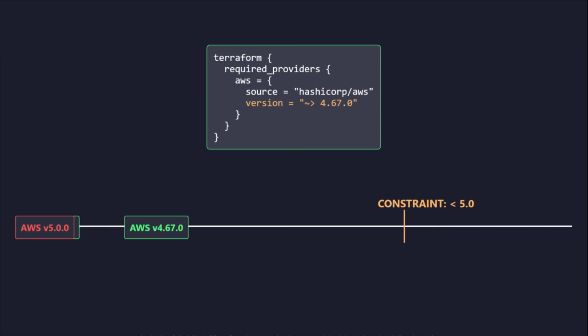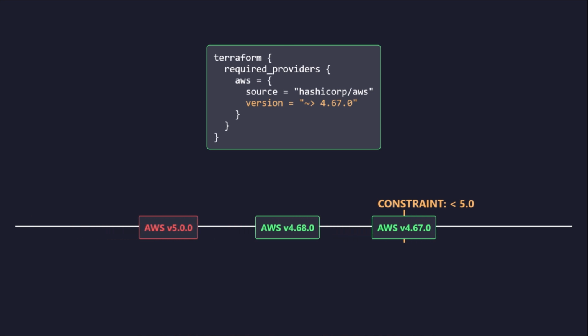Use the required_providers block to constrain the Amazon Web Services provider version. This prevents breaking changes in newer provider releases from impacting your stable infrastructure deployments.